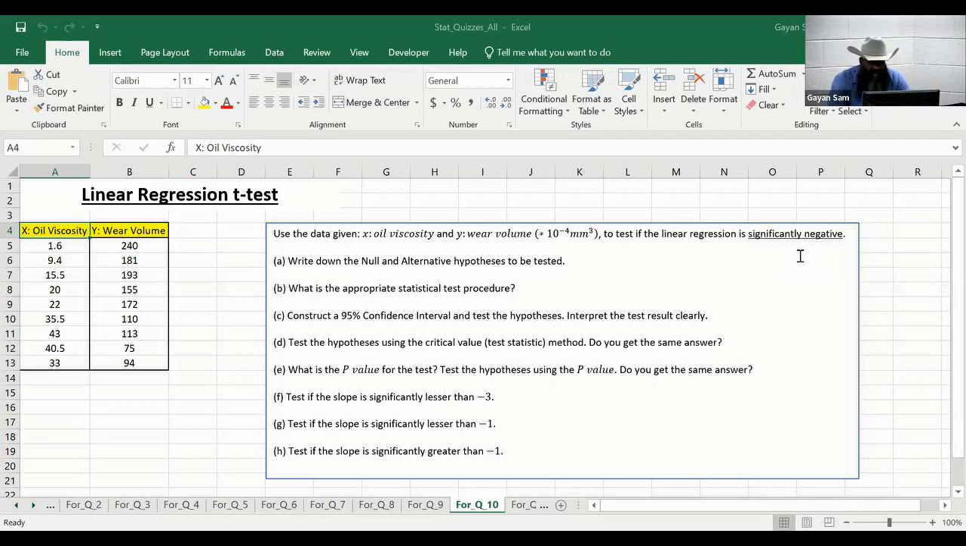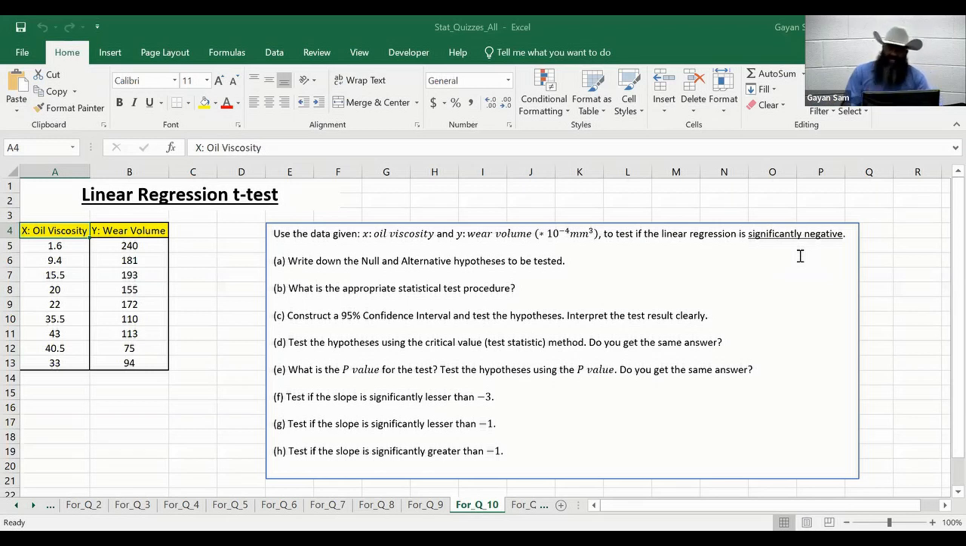Part C, construct a 95% confidence interval and test the hypothesis. Interpret the test result clearly. Now, this specific test is a left-sided test. That means we will also need a 95% lower confidence interval. How do you start constructing a 95% lower confidence interval using the calculator? We go for a 90% two-sided confidence interval. And then we replace the lower limit with negative infinity.